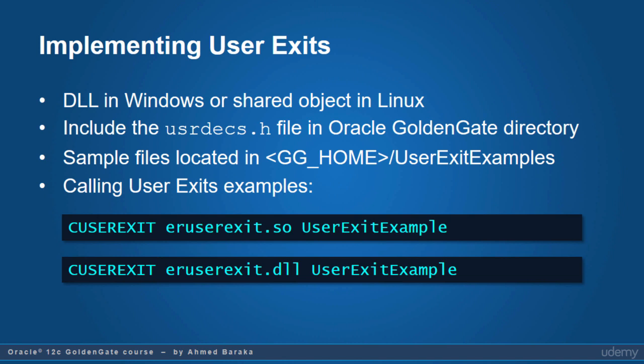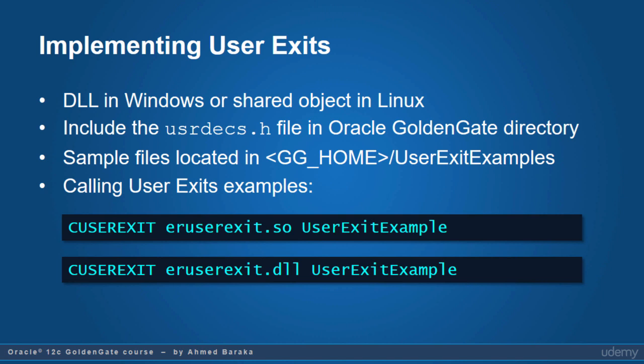When using user exit, not much is required from the GoldenGate side. Most of the core processing is done in the routine side. As this requires programming with C or C++, developing such a routine is beyond the scope of this course. At a high level, you need to develop a DLL routine in Windows or a shared object in Linux. This routine will process the data that it receives from the GoldenGate process.